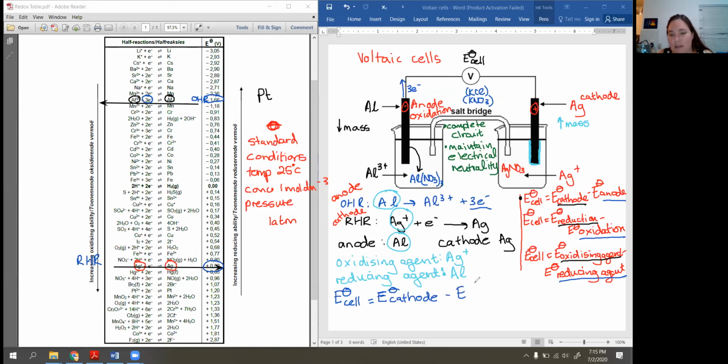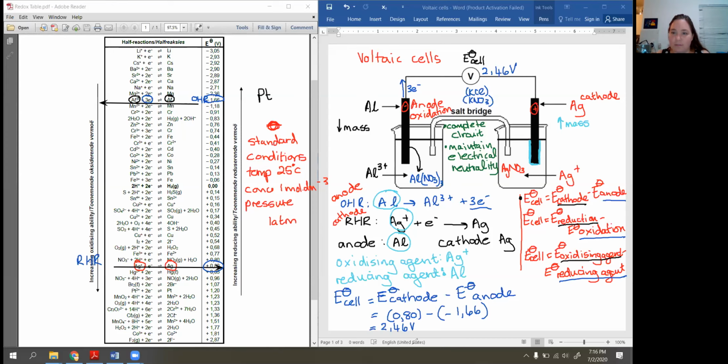minus E theta anode. At the cathode, it's going to be positive 0.80, and at the anode, it's going to be negative 1.66. So if I put those together and I work them out, please remember that the negative becomes a positive. It's 0.8 plus 1.66 gives me an answer of 2.46 volts. And that tells me that if I connect up this cell, I will get a voltmeter reading of 2.46 volts.